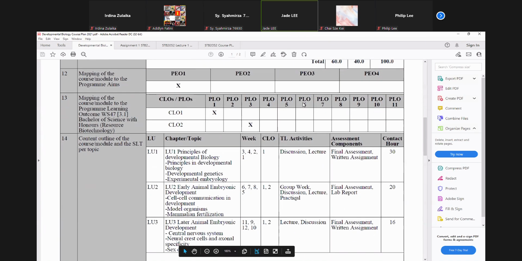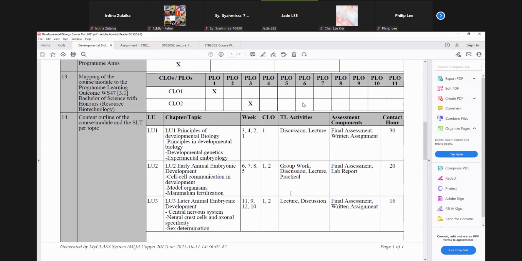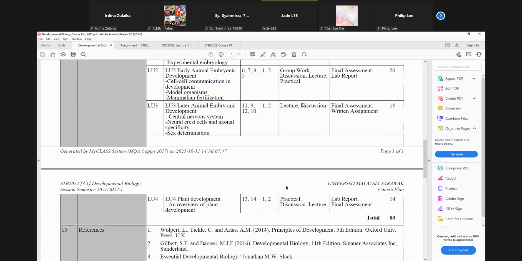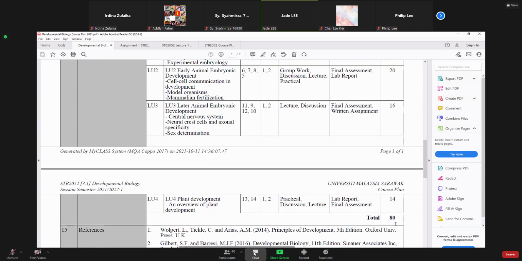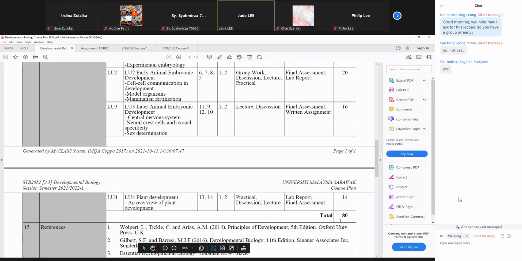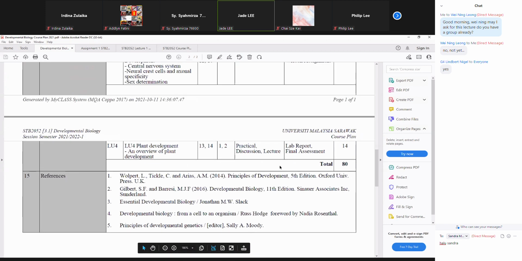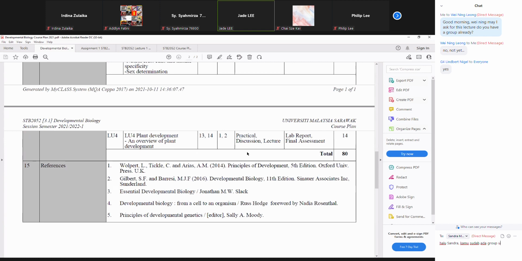And these are the learning units. We have 4 learning units here with a total of 80 hours, okay? And for online asynchronous teaching, we're going to have 28 hours, right? So we have 14 weeks, 2 hours each, so altogether 28. And these are the latest references.